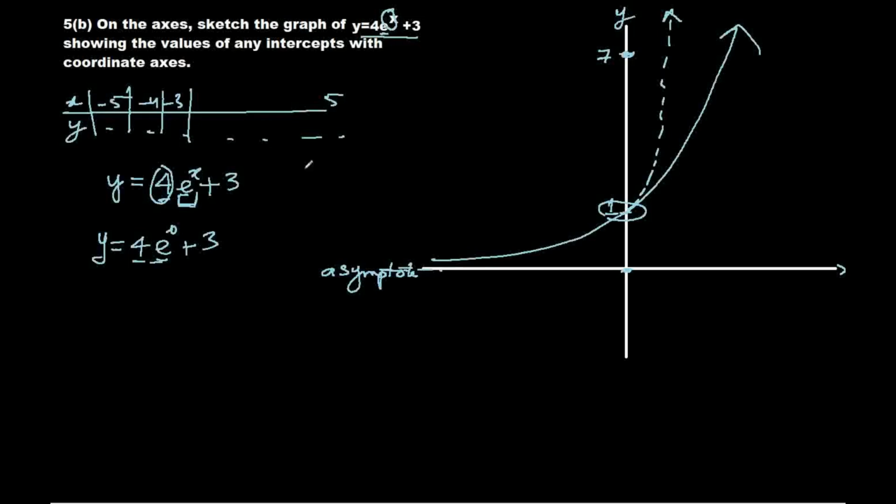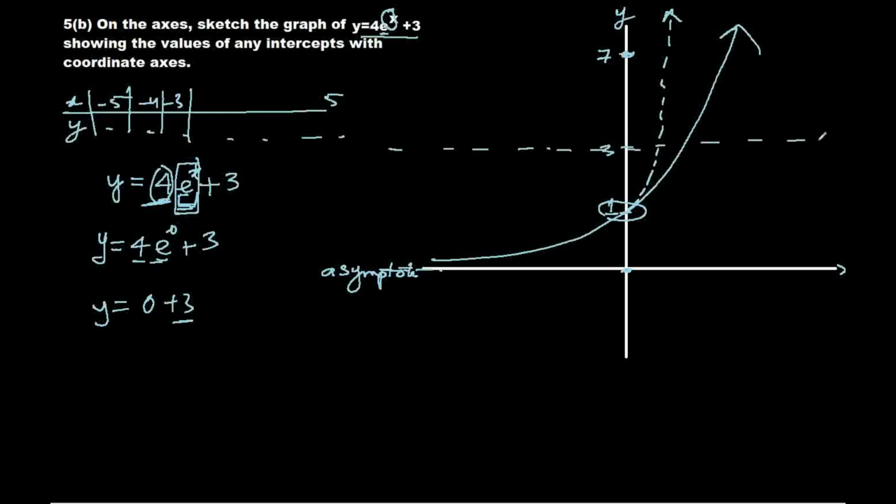So we knew originally e to power x, that asymptote was 0. 4 times 0 will be 0, and 0 plus 3 will be 3. So what happened? The one which was the asymptote earlier goes up and becomes 3. 3 will be the new asymptote. So if I say that, suppose this is 3, this becomes the new asymptote.